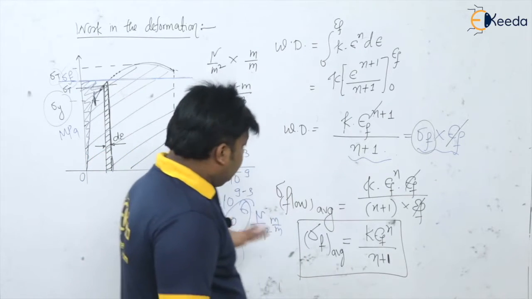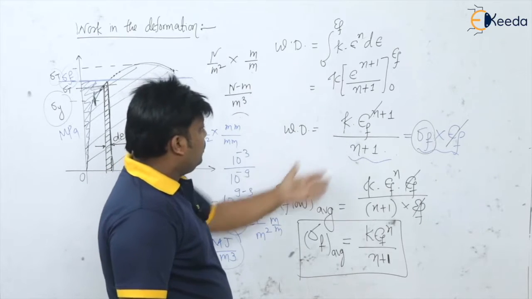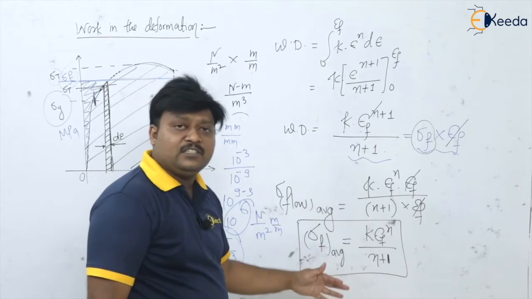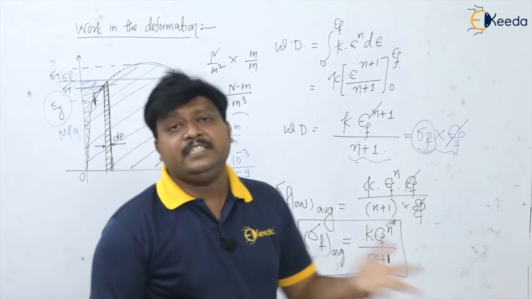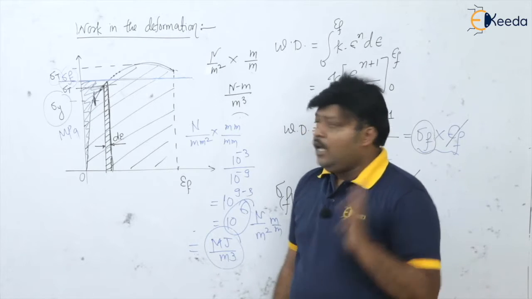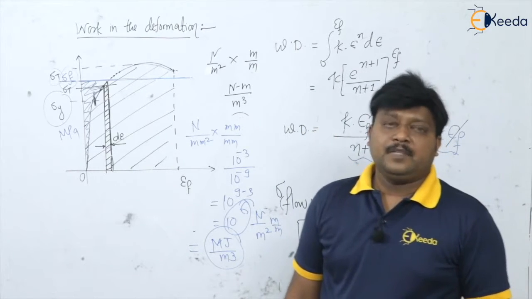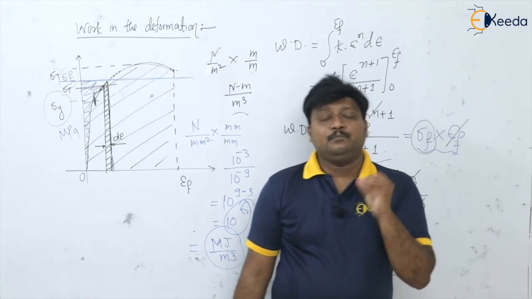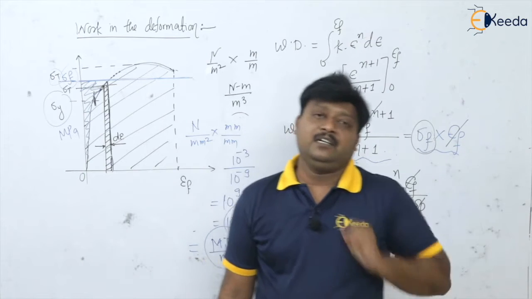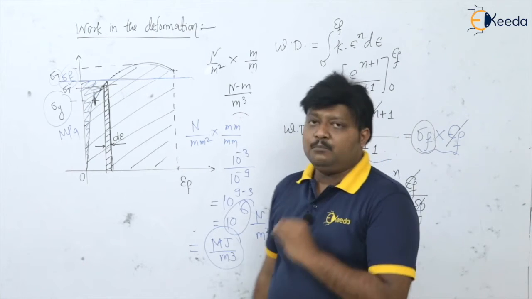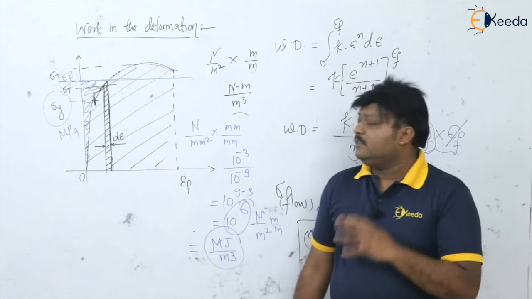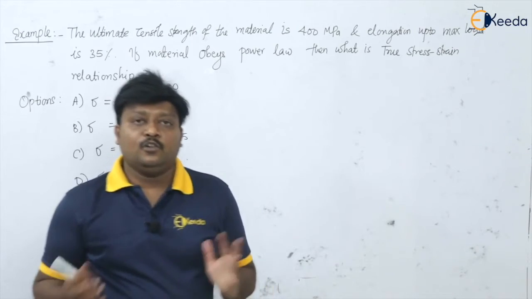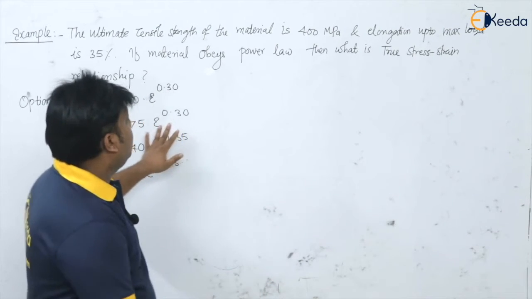So they can ask a question on this work done, or we require this flow stress for the calculations of load in the deformation processes. So dear students, these are very important things about the basics of metal forming. So we will take one or two examples on that, so that the basic concepts become very clear. So students, let us take this example.